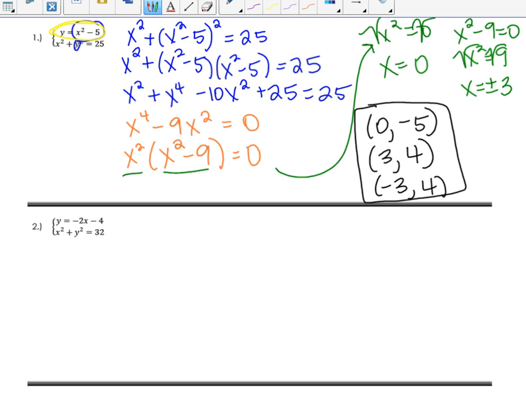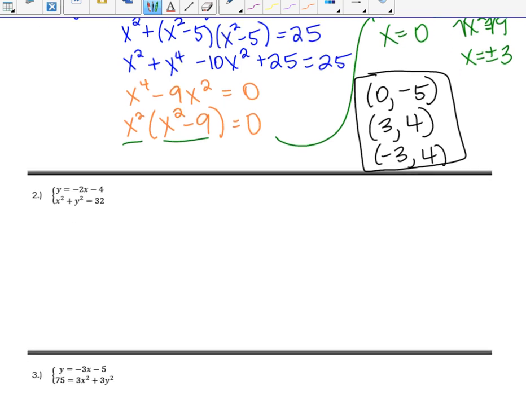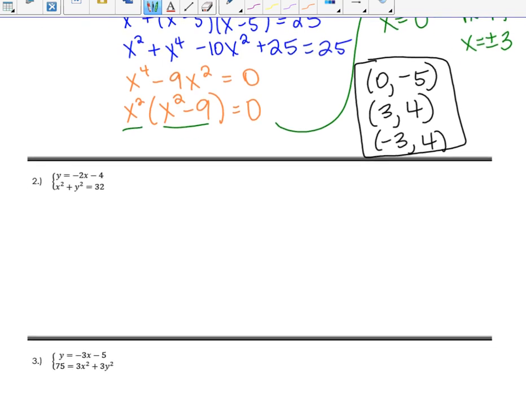For number 2, same process. If you want to pause it, it's actually a little easier because you don't have the 4th. But if you want to pause this, work through it, and then check my answer, that would probably be a really good idea, just to check where you're at. So I'm going to take this negative 2x minus 4 and sub it in here. So I end up with x squared plus (negative 2x minus 4) squared equals 32.